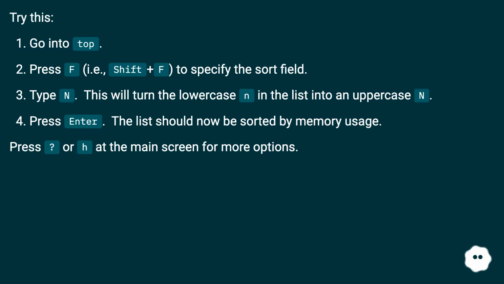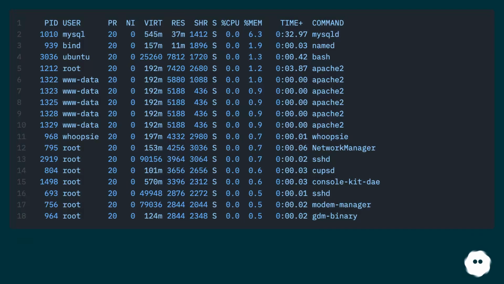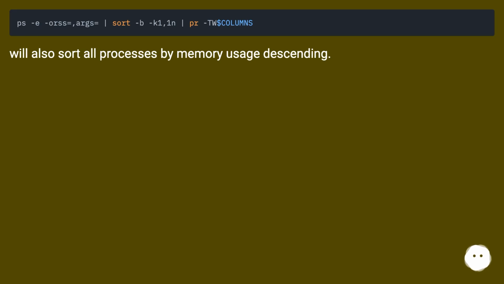Press ? or H at the main screen for more options. This will also sort all processes by memory usage descending.